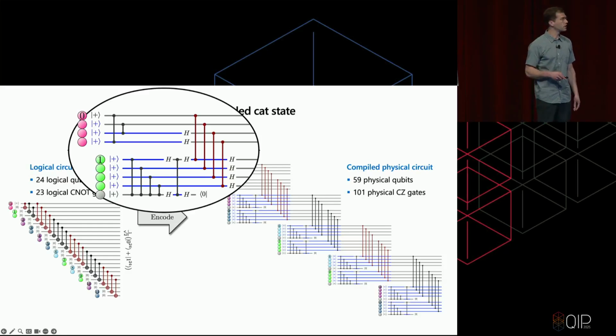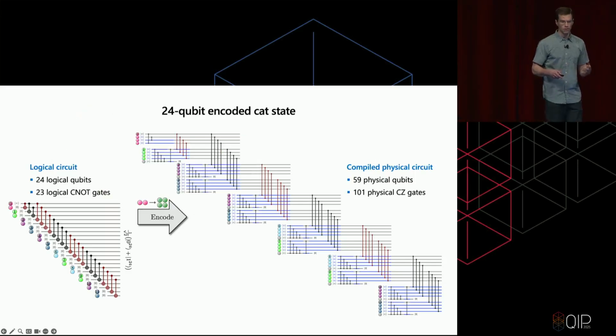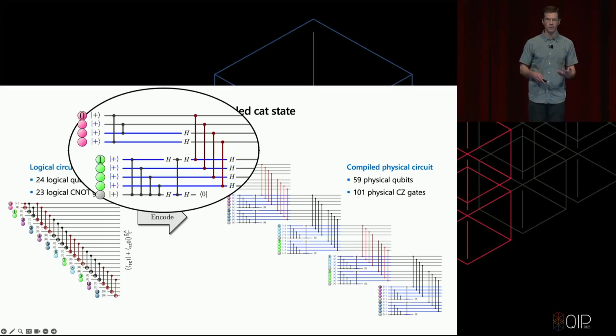So the compiled circuit overall has 59 physical qubits. There's 12 code blocks of 4 plus 11 ancilla qubits, the gray qubits, and it has 101 physical controlled-Z gates. So it's a fair number of controlled-Z gates.